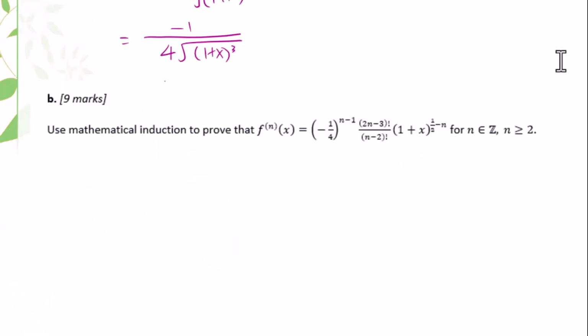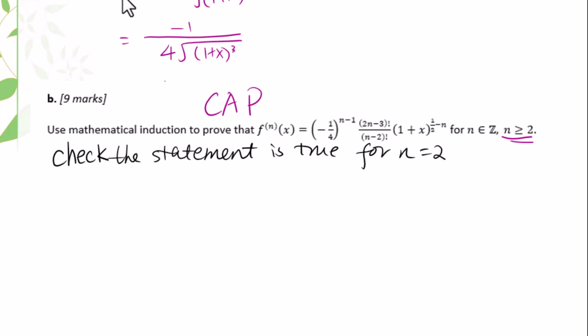Let's go to B. Use mathematical induction to prove that. We will use a CAP method: check, assume, prove. Check the statement is true for n equals 2. Since the statement is complicated, we will get started from the left-hand side, which equals f double prime of x. We already figured it out in part A: -1 over 4 square root of (1 plus x) to the third power.